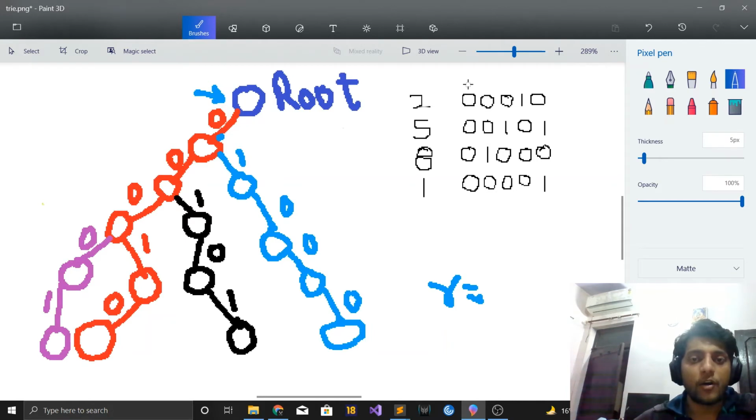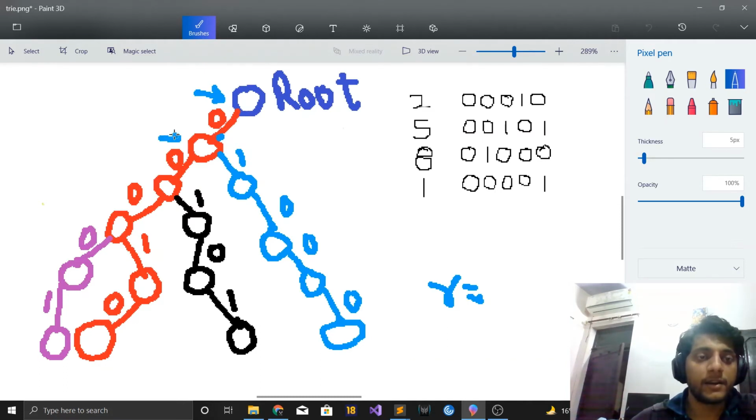Why am I seeing the opposite bit? Because we know that opposite bits give us the maximum XOR value, and we are interested in maximum only. We will try to be greedy here. Unfortunately that is not present. This node does not have a child with bit 1, so we cannot do anything. We will go to the same bit only. So we'll come to this node.